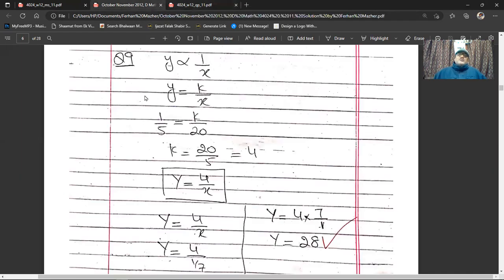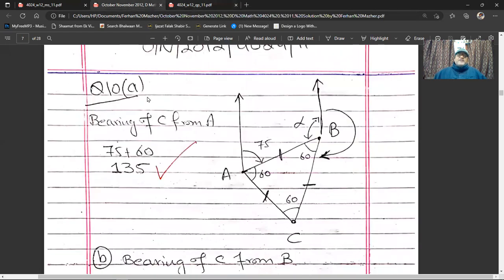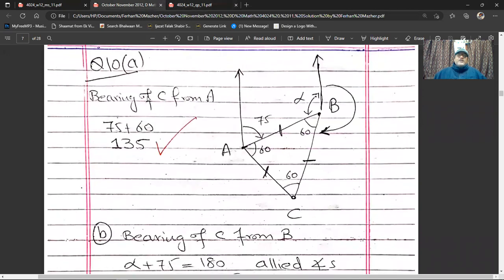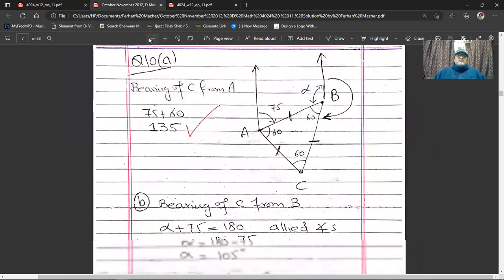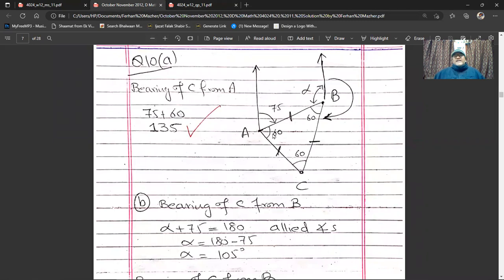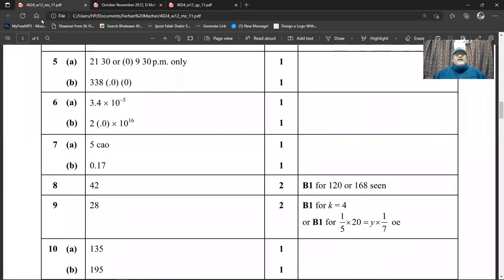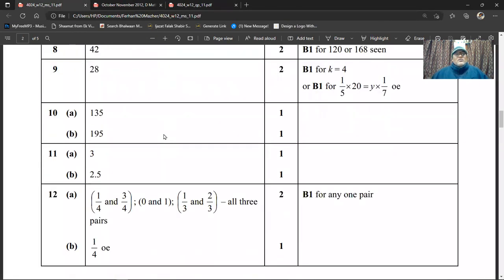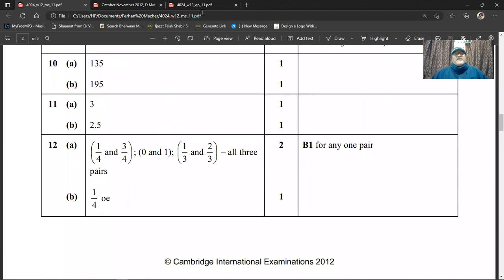So let me show you the solution. Question number 10, part A, and here we go. So this angle is 60. The bearing of C from A means on A you draw the north, and from that north you go clockwise to this AC line. So that angle will be 75 plus 60, which is 135. 135 is the right answer.